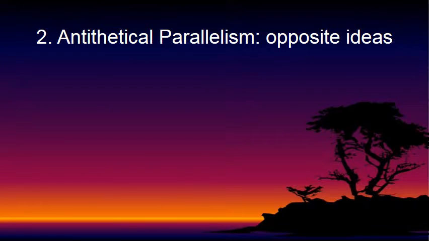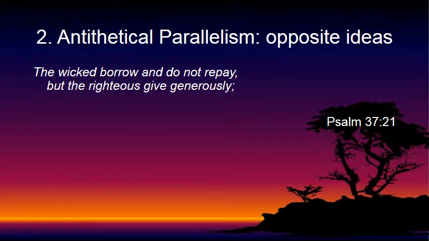So that's synonymous parallelism. Let's look at a second category, antithetical parallelism, which rather than the 2 lines saying the same thing, in antithetical parallelism you will have 2 opposite ideas. So let's see how that works. Psalm 37, "The wicked borrow and do not repay, but the righteous give generously." So contrasting these two groups, the wicked and the righteous, the wicked are always taking money and never repaying. The righteous people are giving money in a very generous way.